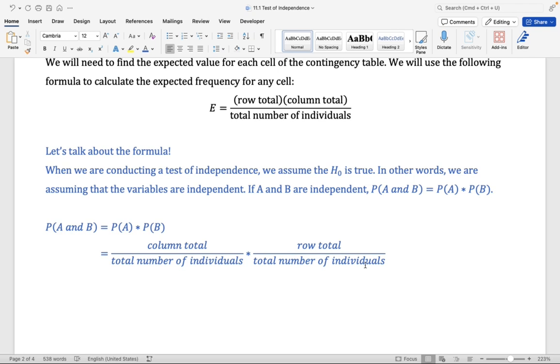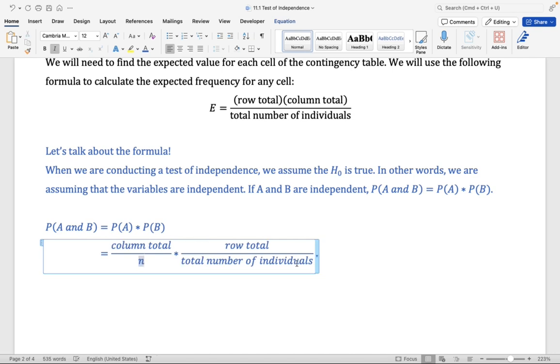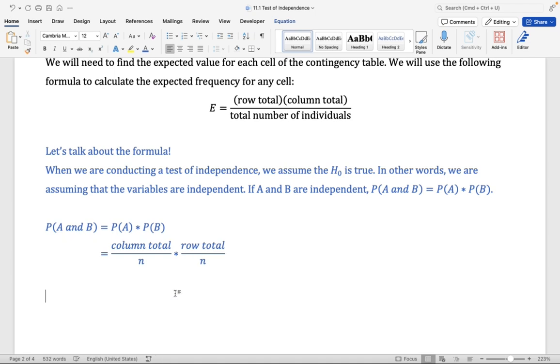Now, let me make a replacement here. Instead of writing the total number of people, that's a long sentence, I can go ahead and write N, right? N is the total number of people in our sample size. So that looks a little bit nicer. So this would be the probability of A and B.